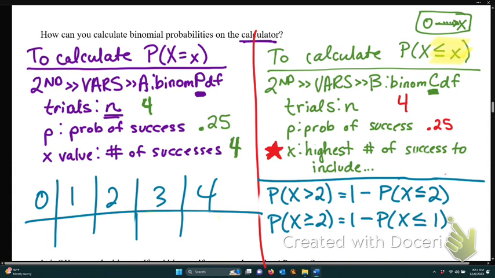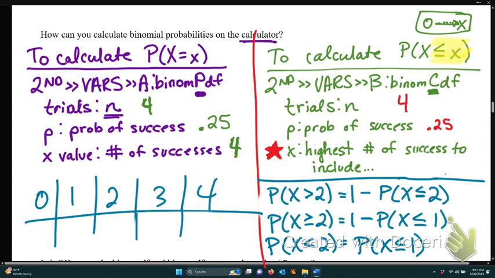So, there's one other option that you might have to transform. The probability that x is less than 2. That is not what you need. What do you need it to say? What you need it to say is probability of X is less than or equal to 1. Perfect. Okay, do you see that?